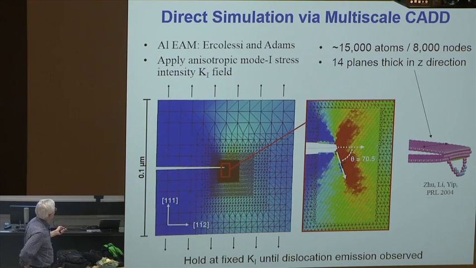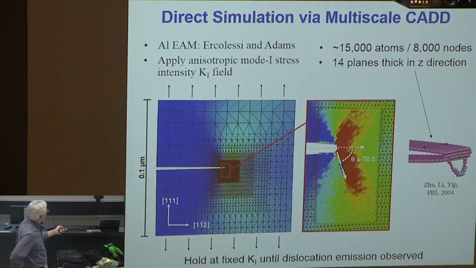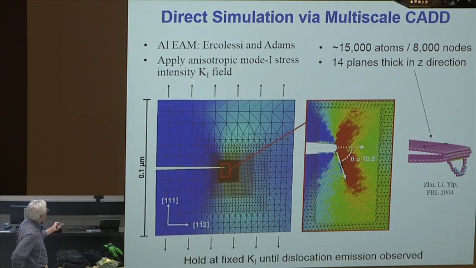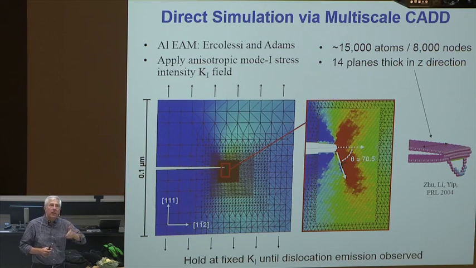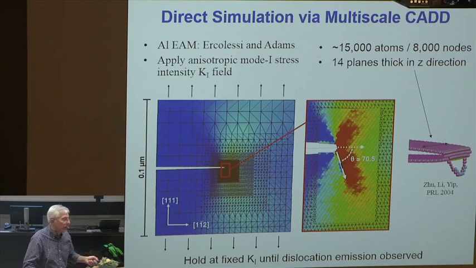And so we take this material, and we apply the full anisotropic mode 1 stress intensity field at infinity. We have this sharp crack. We load it to a certain K value, and then we just fix the load, and we hold it there, and we wait. Now, in molecular dynamics, wait means the computer chunks away, 1 femtosecond time step, 1 femtosecond time step. And you have to have all the atoms moving.